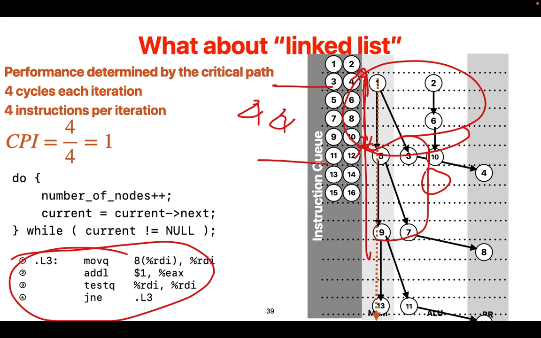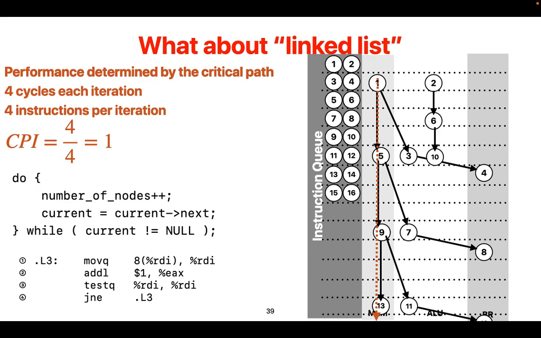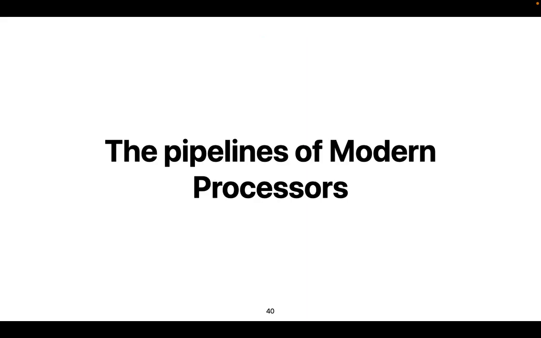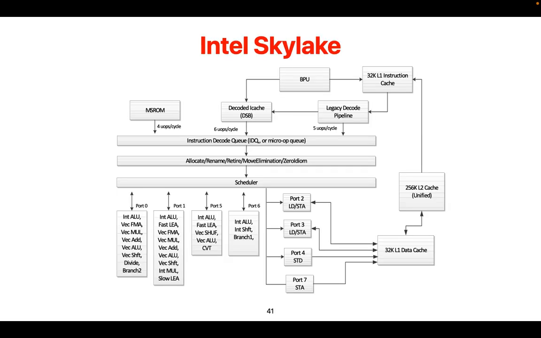Sound good? Okay. So the critical path is this one, right? Okay, so let's take a look at the pipelines of modern processors. This is the pipeline of the Intel Skylake processor. You've probably already been able to read a lot of them.